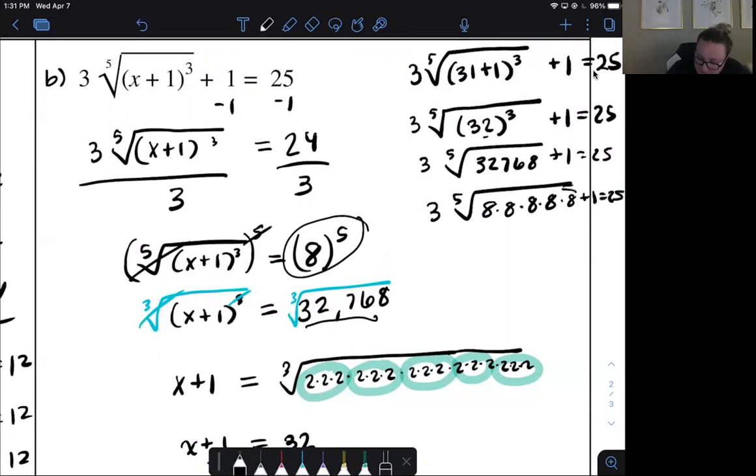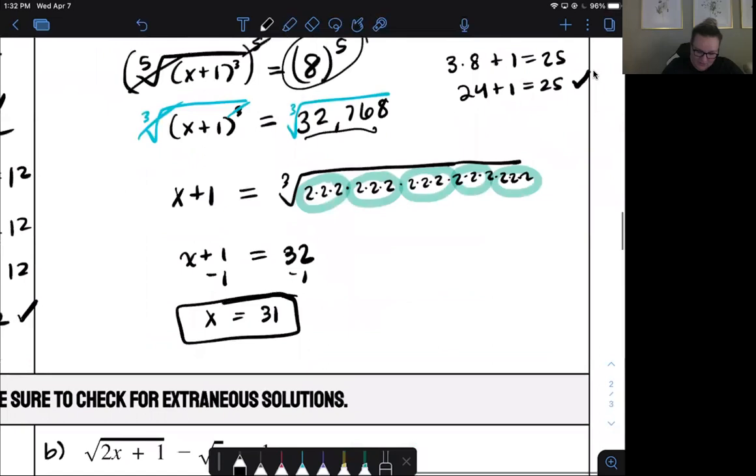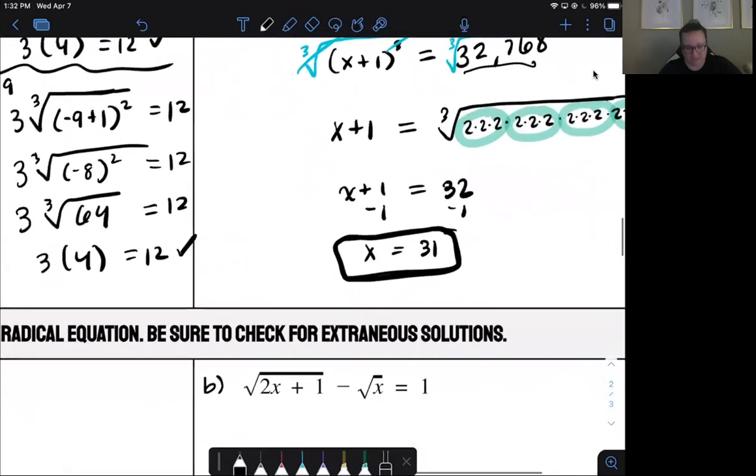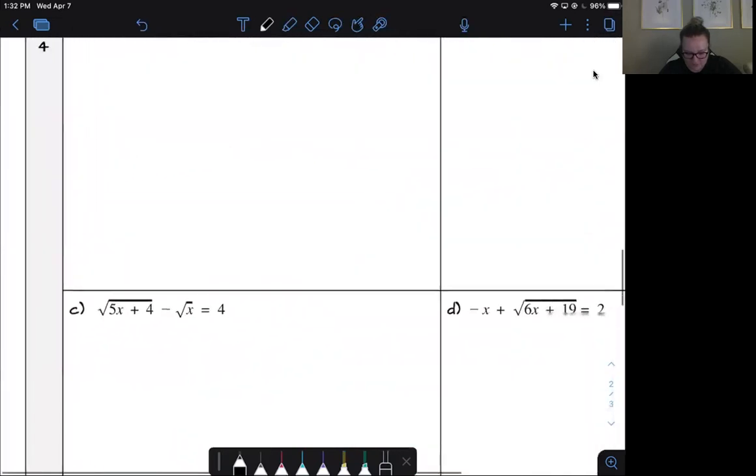So that gives me 5 8s under the radical. I'm going to bring that out. I get 3 times 8 plus 1 is 25. 24 plus 1 is in fact 25. So it works. No extraneous solution here. All right. Now let's talk about example 4.